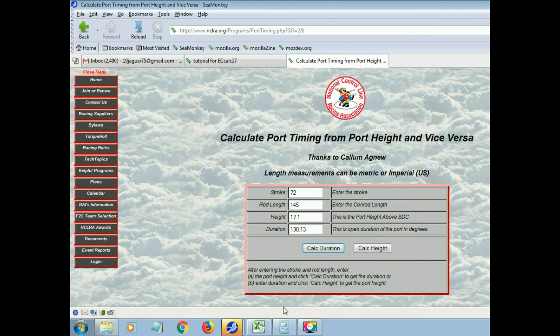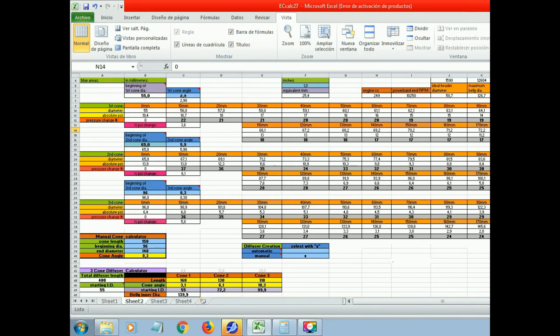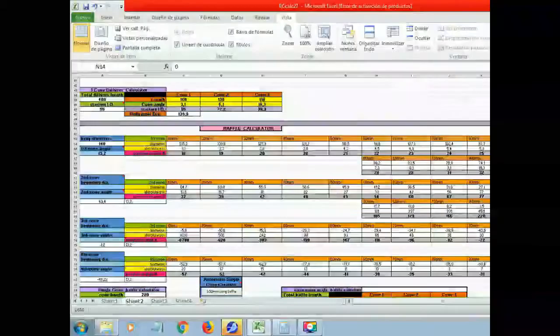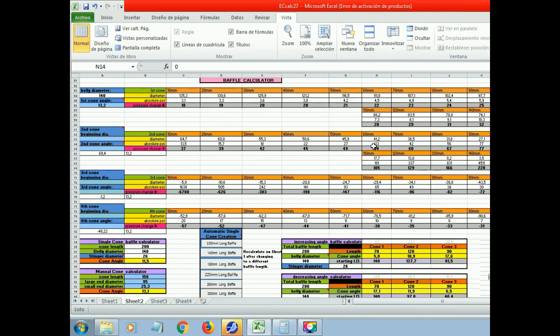What did I just do? Okay, let's scroll down and do the baffle. He's got a 2-cone baffle, and again I'm gonna doubt his angles. Wait. Yeah, that's right. 130 length in the first cone. Beginning diameter 140, end diameter 99. That gives me an angle of 9. So 9 goes right here.